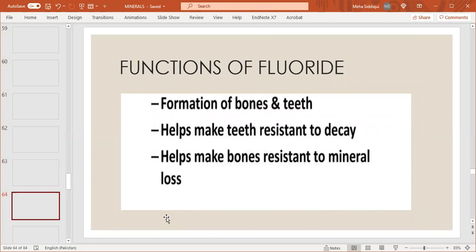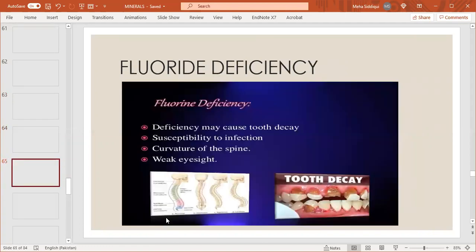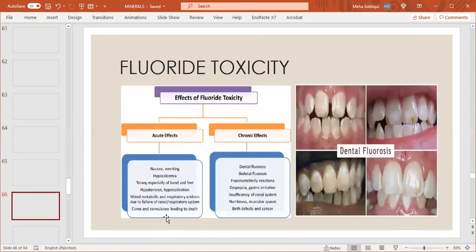Functions of fluoride are the formation of bones and teeth. It helps make teeth resistant to decay, and it helps make bones resistant to mineral loss. Fluoride deficiency. Fluoride deficiency may cause tooth decay, susceptibility to infections, curvature of the spine, and weak eyesight. Now, fluoride toxicity. The effects may be acute or chronic.